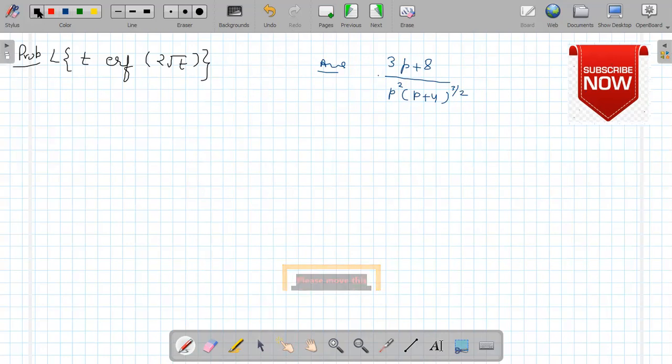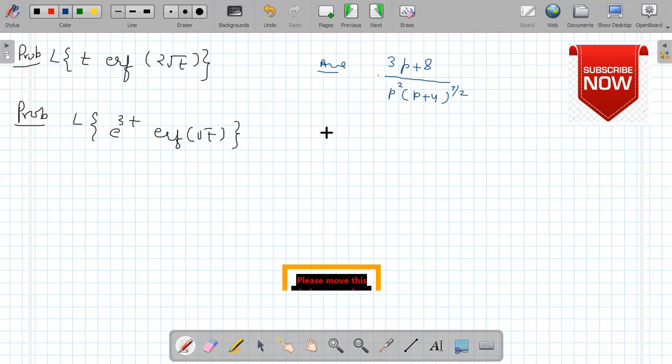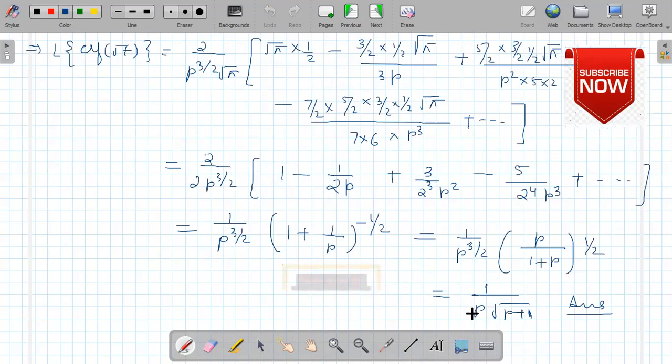You can also try this problem: Laplace transform of e to the power 3t into error function of square root of t. Here you can use the first shifting theorem. Okay, the answer is 1 upon (p minus 3) square root of (p minus 2). This is obvious. You have to put here p minus 3 in place of p.